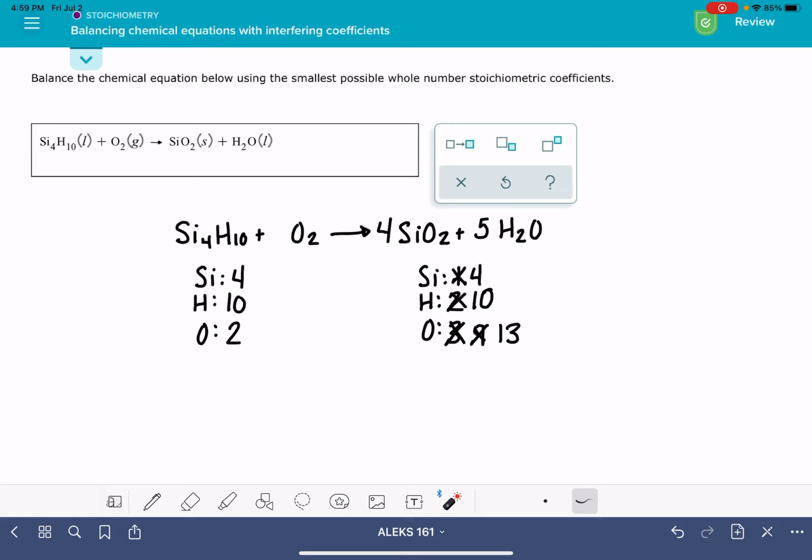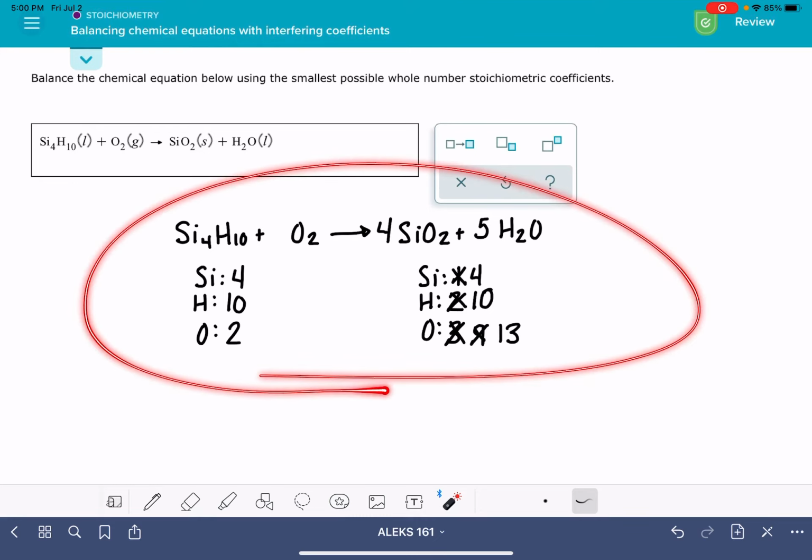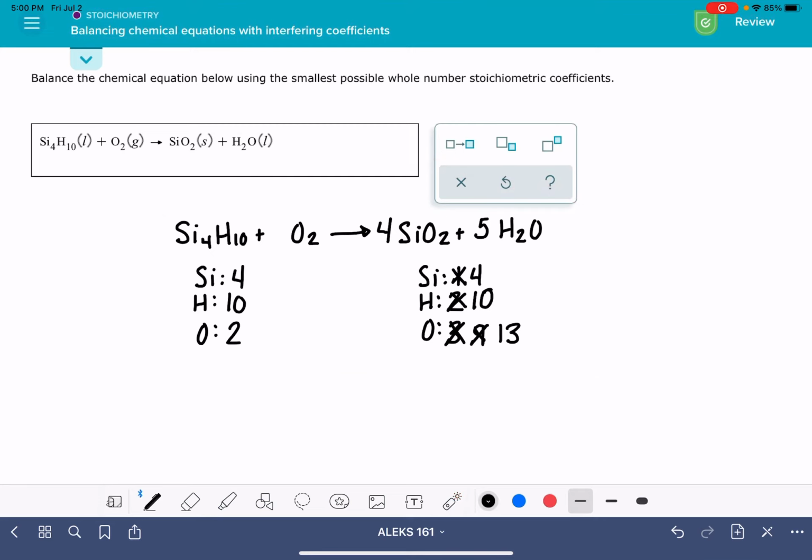So what do we do in a situation like this? First of all, stay calm, don't panic. When you have a situation like this, we call this interfering. The easiest way to solve this is to pause and double everything that you have right now. Just go through and double everything. So what I'm going to do is say this is no longer going to be a 1, it is now going to be a 2.